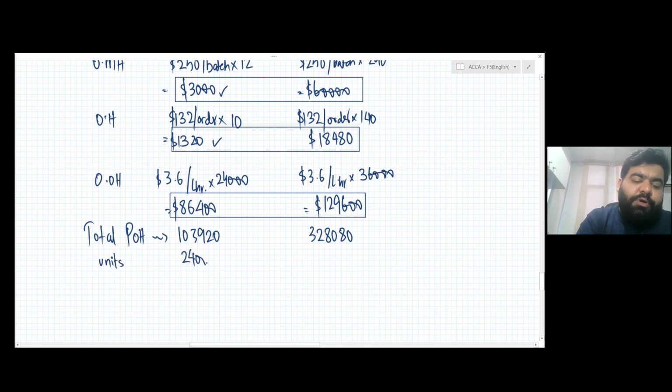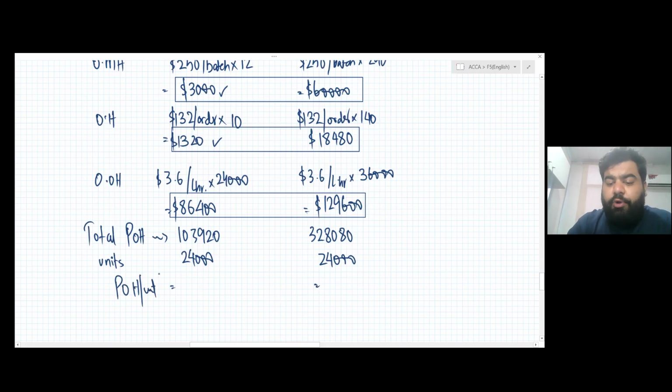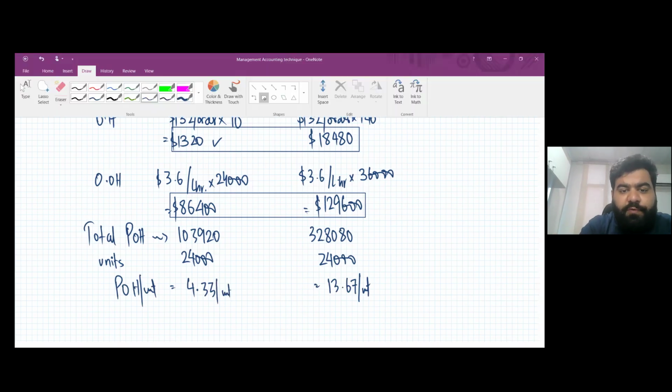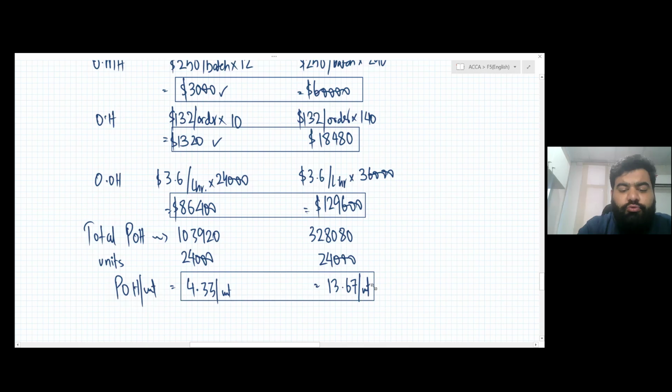We know that for both products, the units were 24,000. If you remember, the units given in the question for both were 24,000. That way you will get production overhead per unit. So 328,080 divided by 24,000 is 13.67 per unit. And on the other hand, 103,920 divided by 24,000 is 4.33. So here we have the production overheads per unit for both of the products for which we were calculating the large question, right?